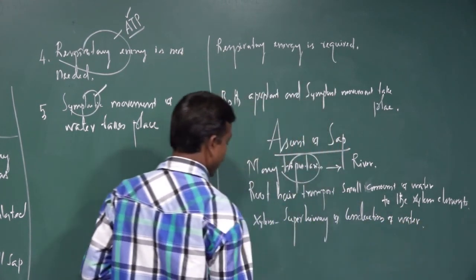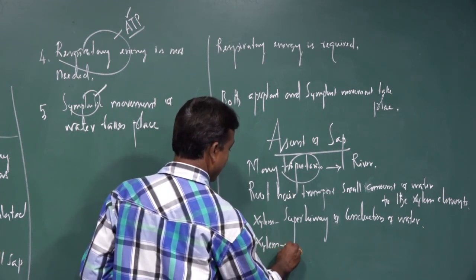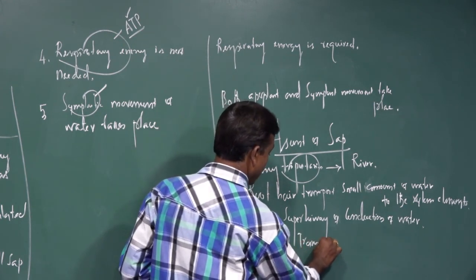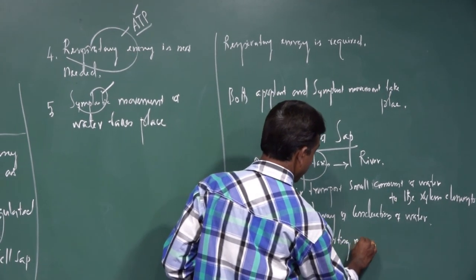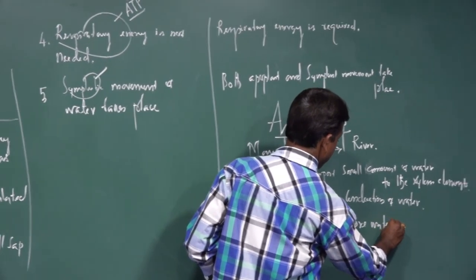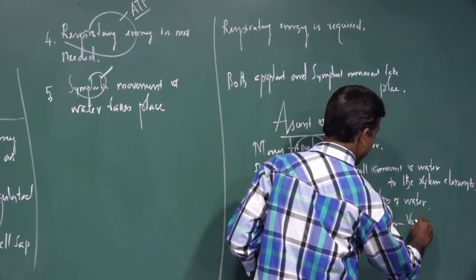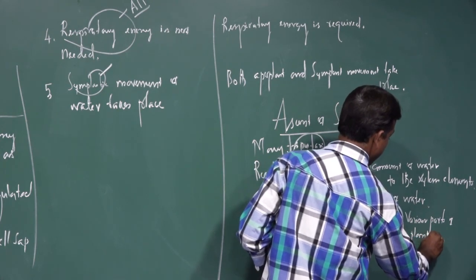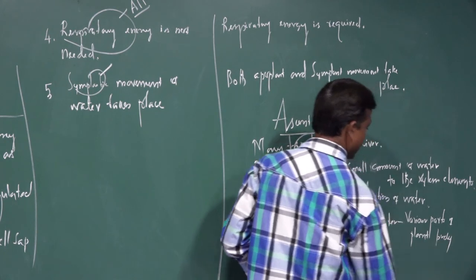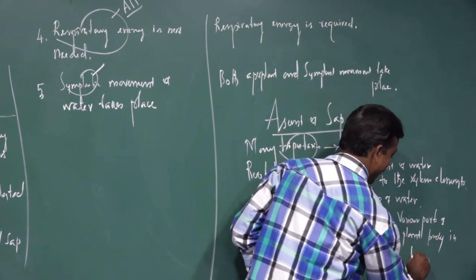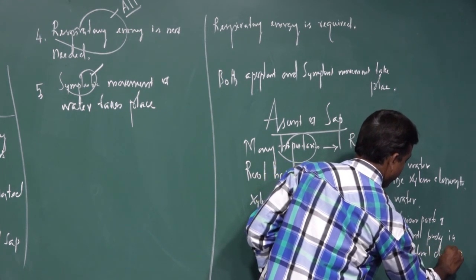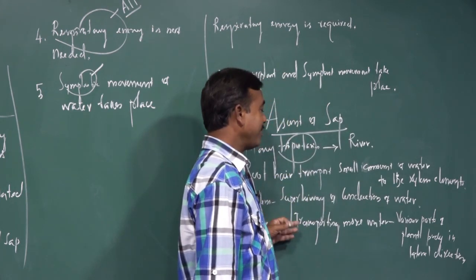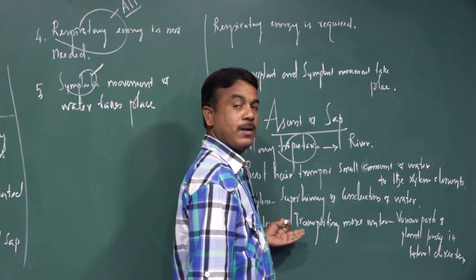In addition, xylem is nothing but conduction of more water, or transporting more water to various parts of the plant body in lateral direction, or otherwise known as xylem, which conducts a lot of water to various parts of the plant body in upward movement.